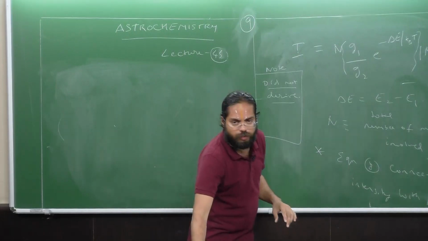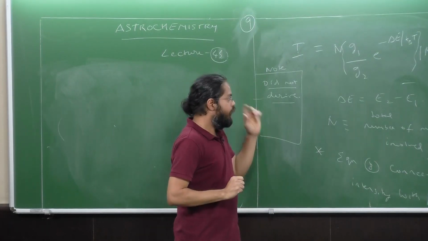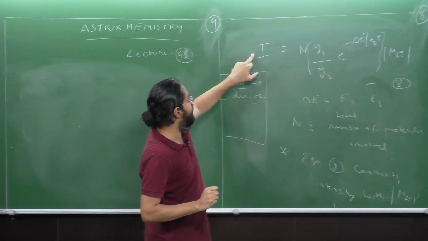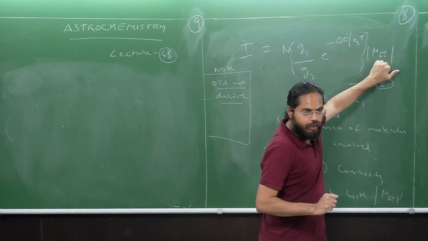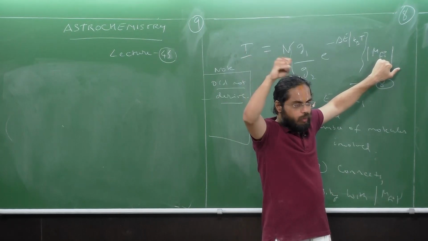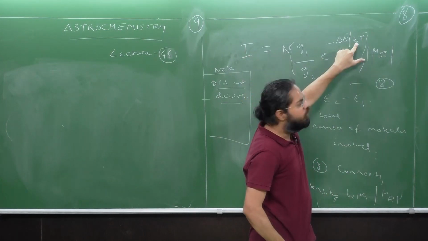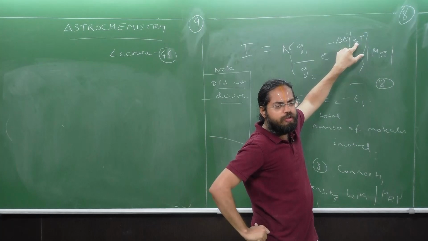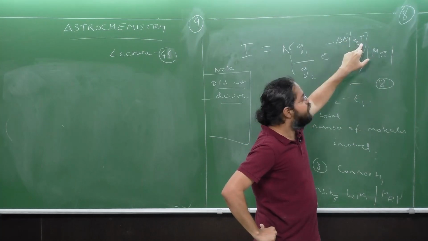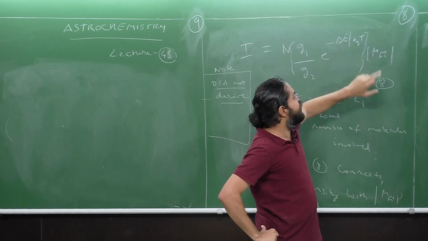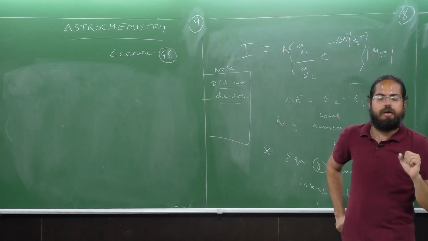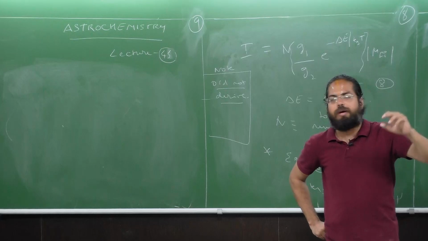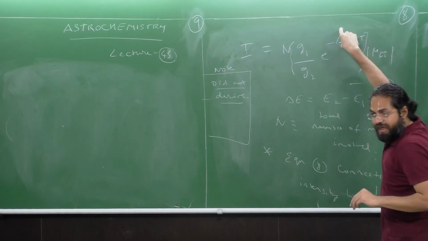The point I want to tell you is that in equation 8, this term, mod mu Fi, you can calculate from quantum mechanics. The Boltzmann constant, you know it's a constant. The temperature you can get from other ways. By other ways you can get the delta E term.